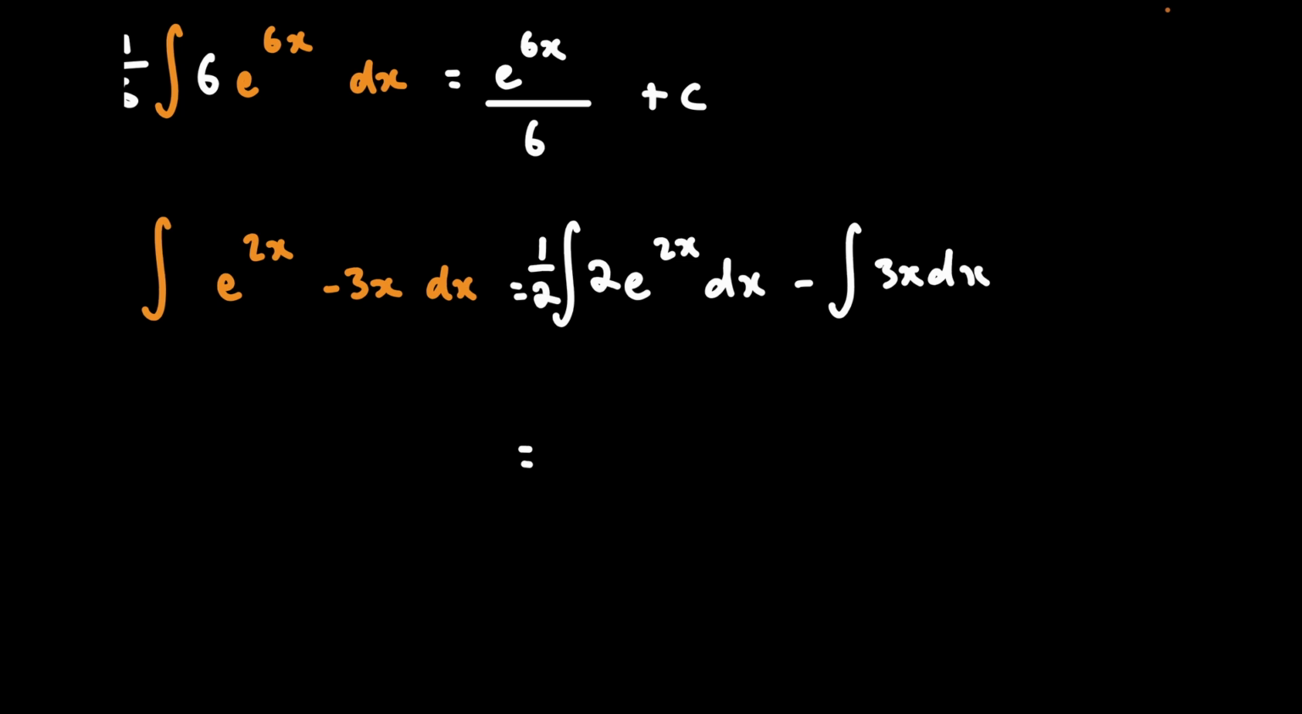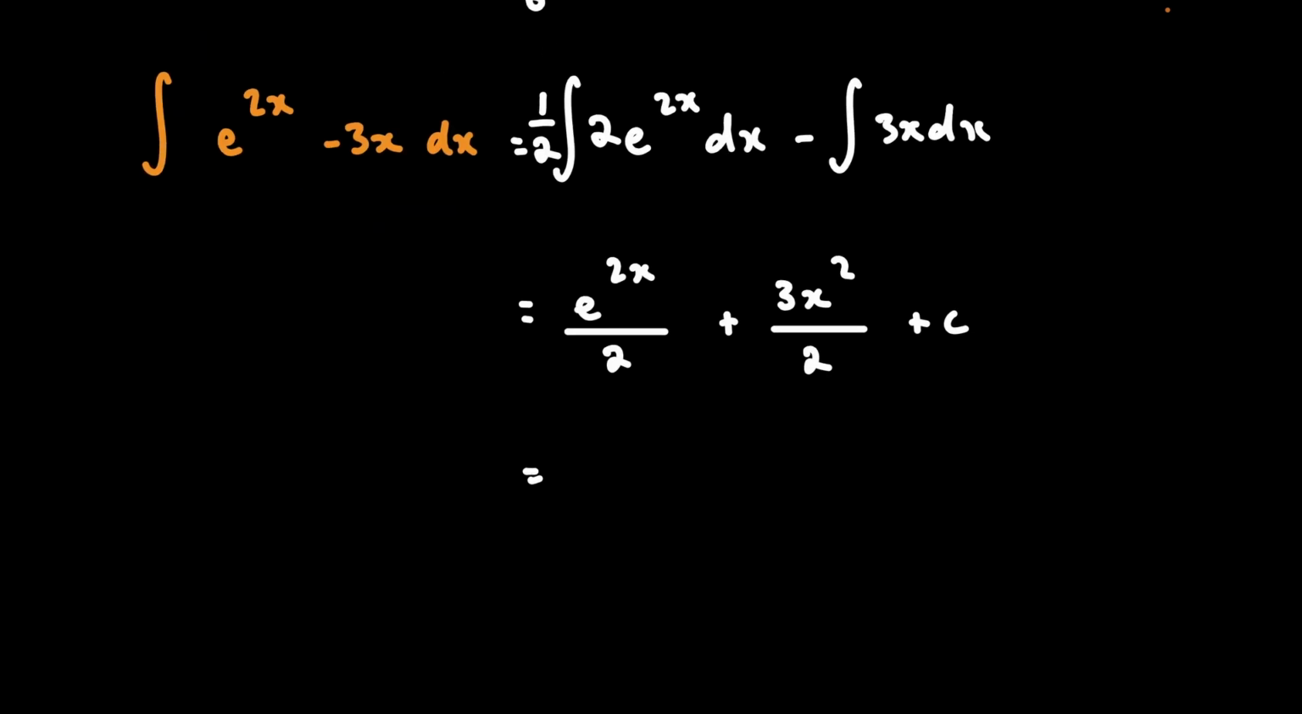So now we can say this integral is simply e to the power of 2x, but we also have to times it by the half, or divide by 2. And then the integral of 3x is simply add 1 to the power, so 1 plus 1, and divide it by the new power. So it becomes 3x squared divided by 2 plus c, and you can also just simplify this as e to the power of 2x divided by 2 minus 3x squared divided by 2 plus c.